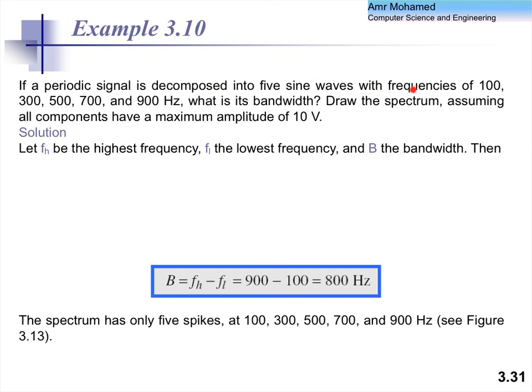If a periodic signal is decomposed into 5 sine waves with frequencies 100 hertz, 300 hertz, 500 hertz, 700 hertz, and 900 hertz, we know that it's periodic, and it can be represented by these 5 different frequency components. So what is the bandwidth? It's simply 900 hertz minus 100 hertz. So it's 800 hertz, all right? So this is the bandwidth. If I change this question to non-periodic, and it starts from 1 hertz until 900 hertz, the answer is the same. Bandwidth is the same.